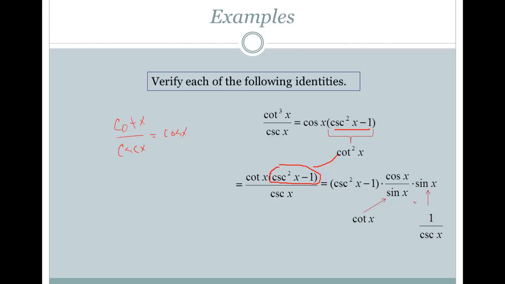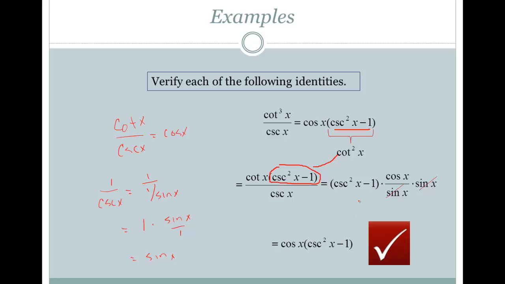Okay? Because remember, cosecant is 1 over sine. So if I have 1 over cosecant, that's 1 over 1 over sine of x, which is equal to 1 times the reciprocal of the bottom, sine x over 1, which is simply equal to sine x. Okay? So that's where that sine x comes in. Obviously now the sine x terms are going to cancel, and I'm left with cosine x cosecant squared x minus 1. Okay?